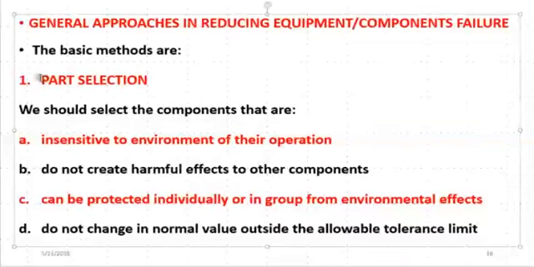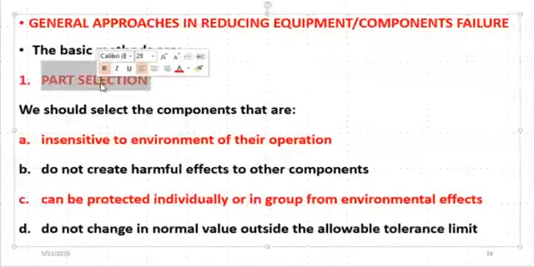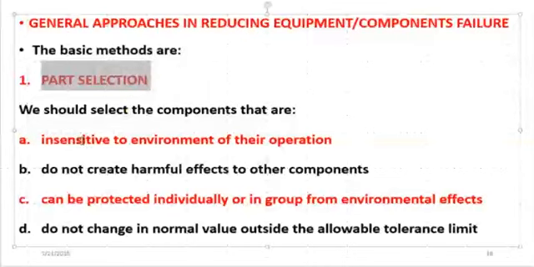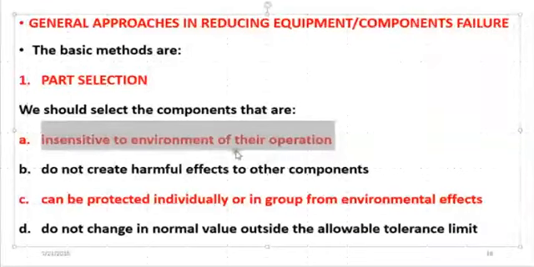The first method has something to do with part selection. That is, if you are going to select your component, you should be very careful. If you select the suitable component, the rate of failure is definitely going to reduce. And how do we select the component? First thing, we have to make sure the components we are selecting are very insensitive to the environment of their operation. That is, if you are operating them in a region where there is a very high rise in temperature, make sure they don't have thermal conductivity or thermal expansivity that is too much.